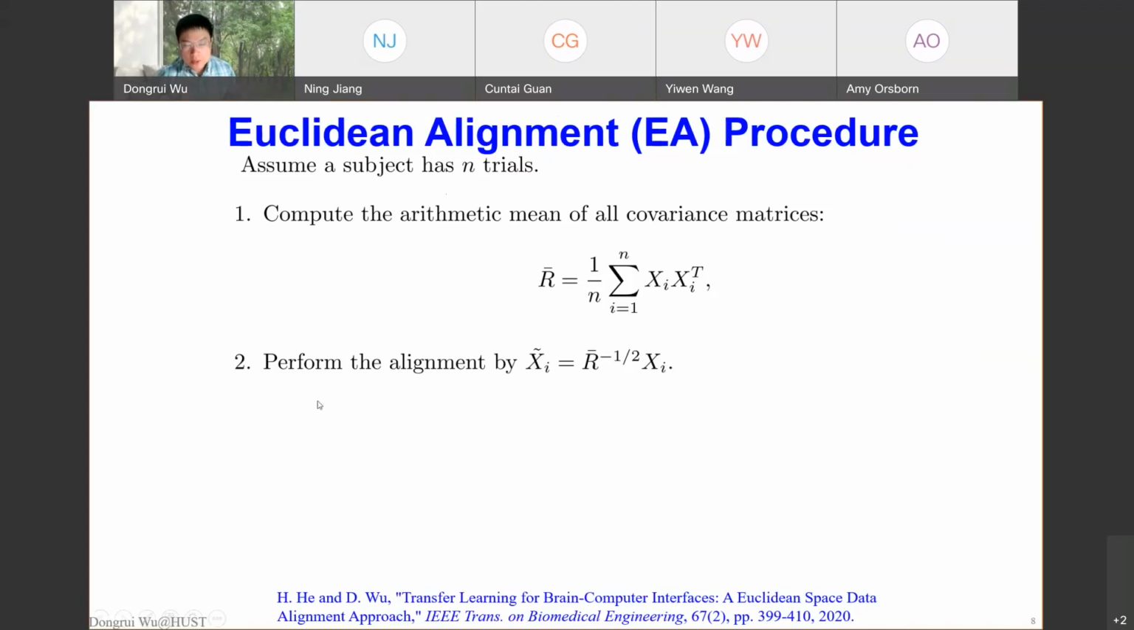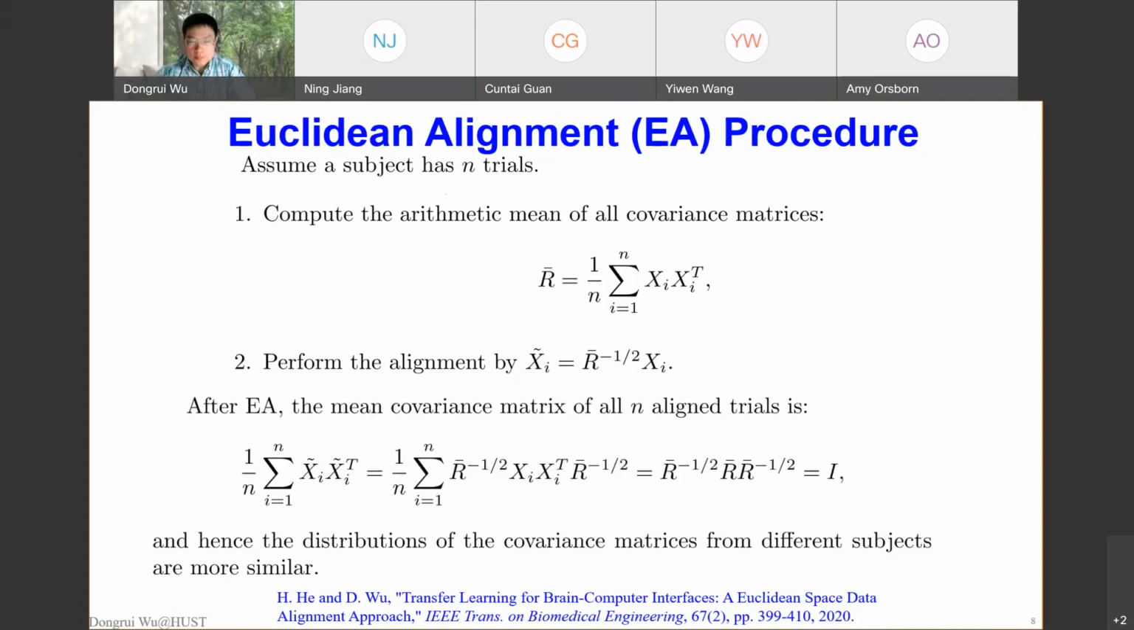And in the second step, we perform alignment by left multiplying the original EEG trial matrix Xi by R bar to the power of -0.5. In this way, we align the EEG trial, which is denoted as X tilde i, and then in all subsequent signal processing and classification, we use X tilde i to replace the original Xi. That's it. It's a very simple pre-processing step.